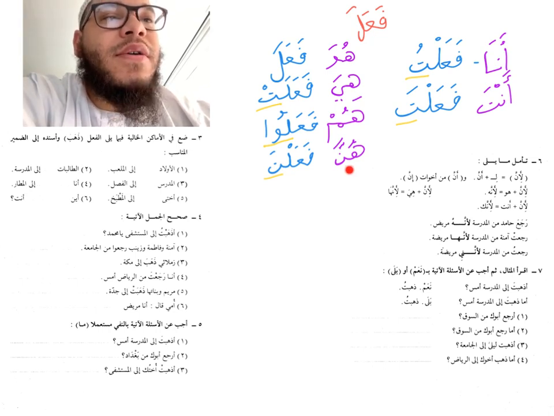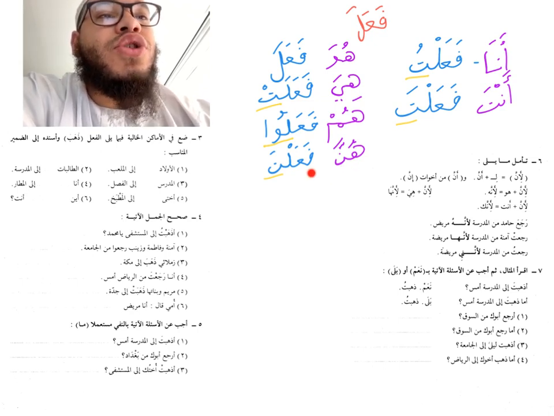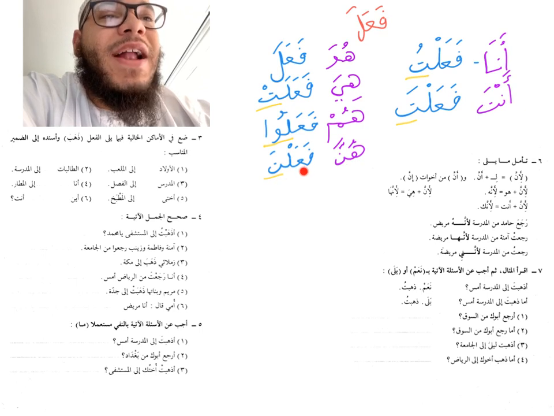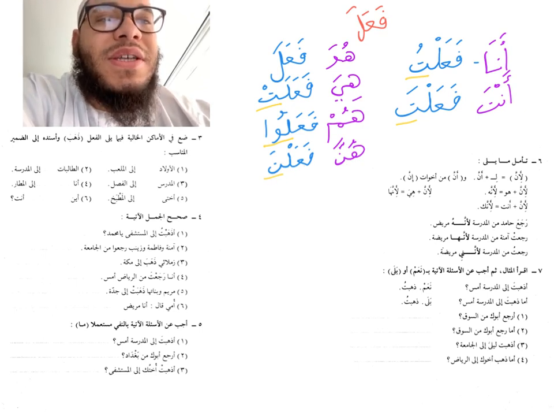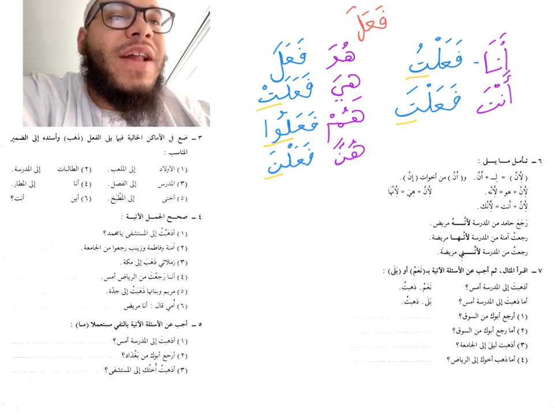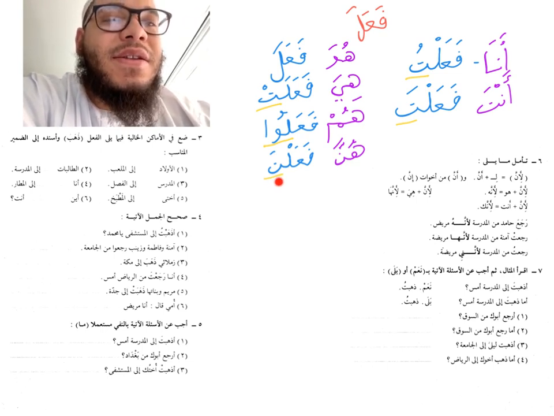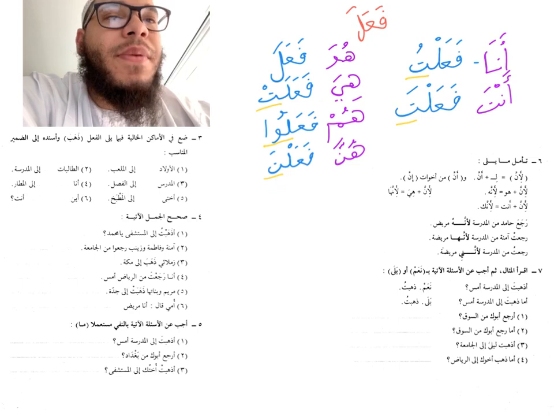Then we have hunna, which is the feminine, they, plural. So fa'alna, we add this small noon, it doesn't have a mad, we're going to see one with a mad after. Fa'alna, that means they did, when you talk about a group of women.